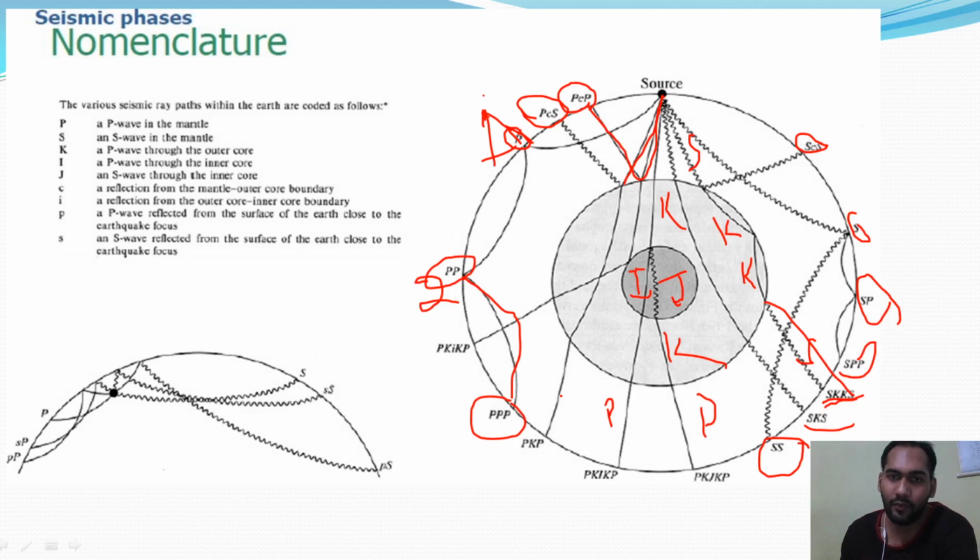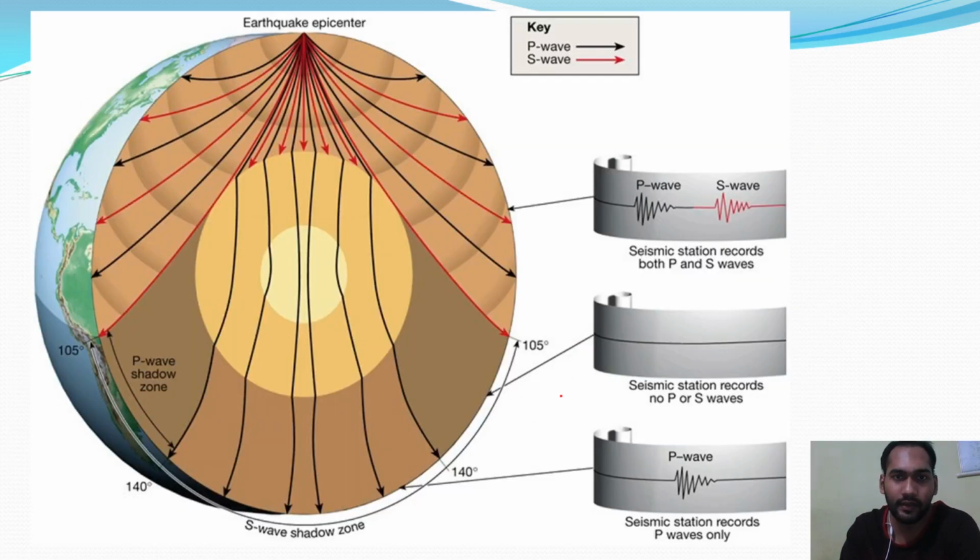So in your exam, they will give you the symbol, and they will ask you the path traveled by the wave, right? So I have an example at the end. Okay, so here there is a term called shadow zone, seismic wave shadow zone. There is a term named S wave shadow zone. You can see here the legends. The S wave is represented as red lines and the black lines are the P waves, right?